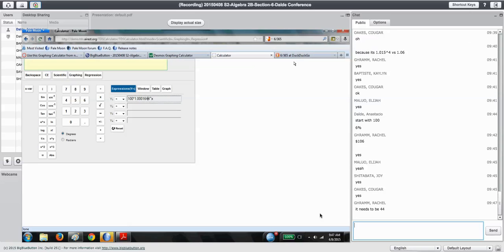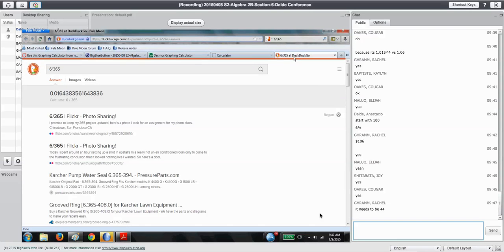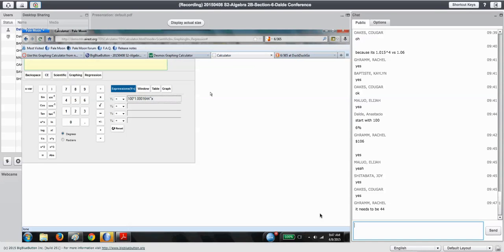Is that supposed to be a 4? Oh, I see. 4. Yeah, all right. 4. Look, I'm at $106.18 as opposed to doing $106, or just a straight up $106.